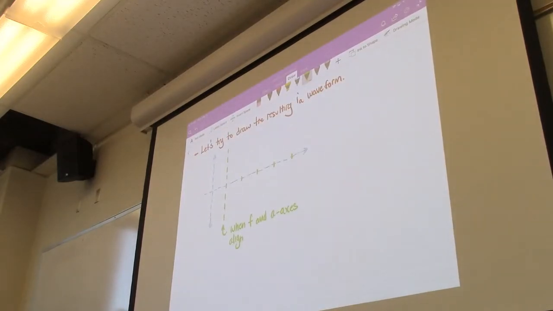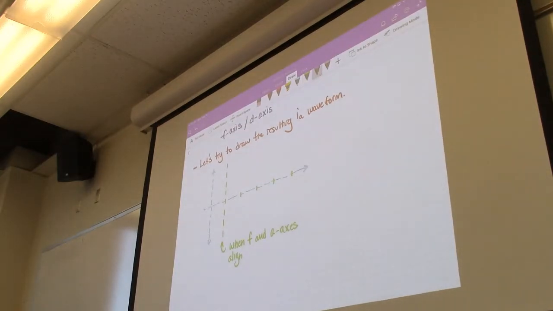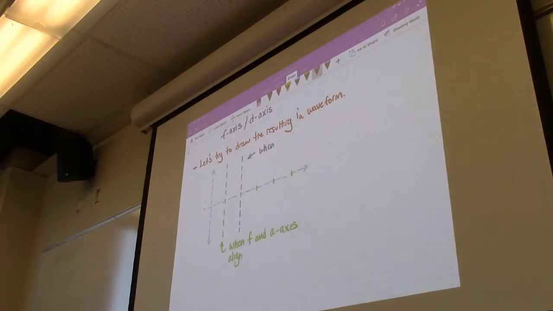So this is when F axis and A axis are aligned with one another, and then I can draw another line which will be when they are perpendicular. I definitely misspelled the word perpendicular, but is it P-E-R-P-E-N-D-I-C-U-L-A-R? Is that right? I need autocorrect when I write by hand.